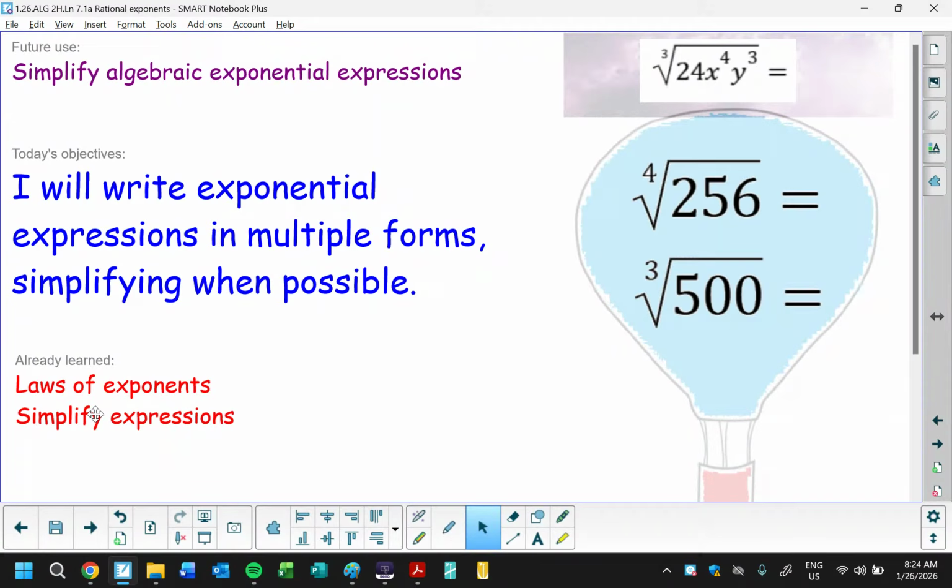All right, so our objective is I will write exponential expressions in multiple forms, multiple representations. And as always, we try to simplify when we can. If you look in the blue balloon, think about learning like a hot air balloon. We start at the bottom. What have we learned already? We've learned about laws of exponents, simplifying expressions, and the basics of powers. Goal today is going to be to rewrite things like this in simplest form. And sooner or later, where are we heading up in the sky? We're going to try to do exponential algebraic equations, not just numeric, but numeric and variable.